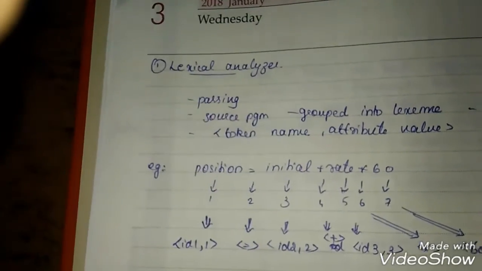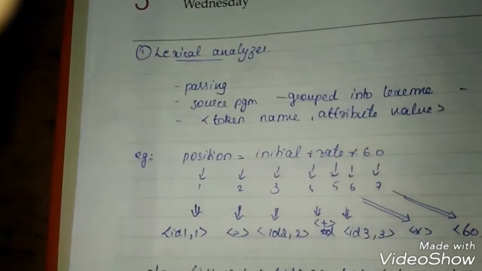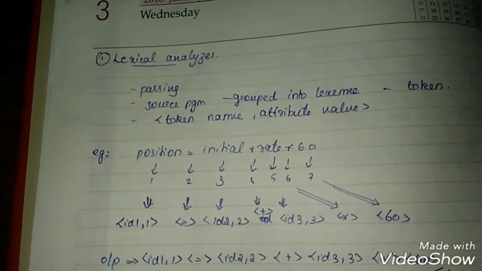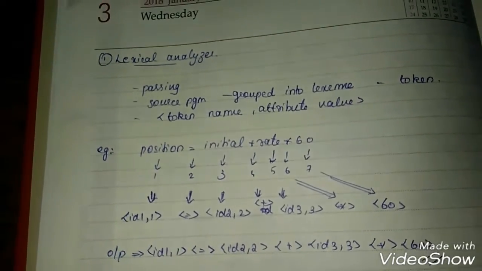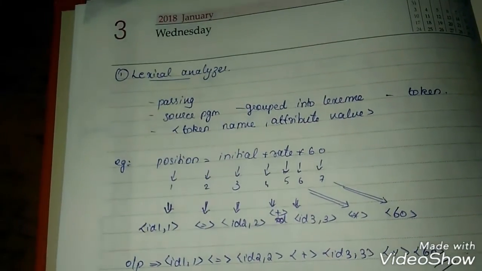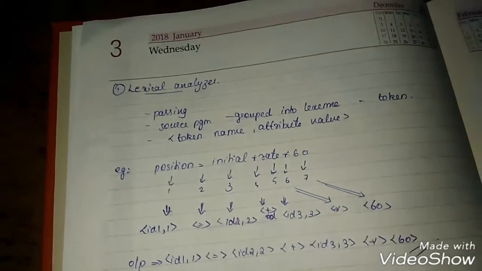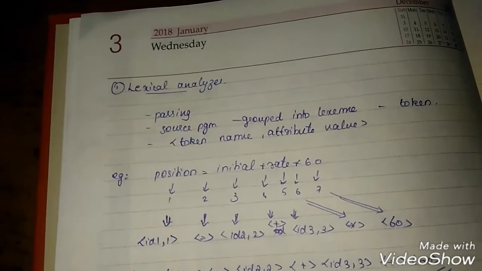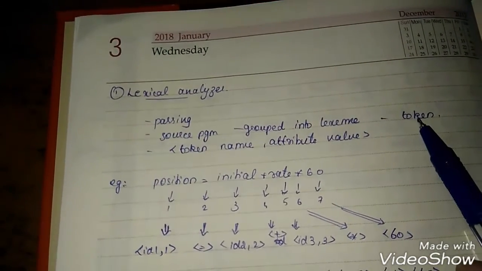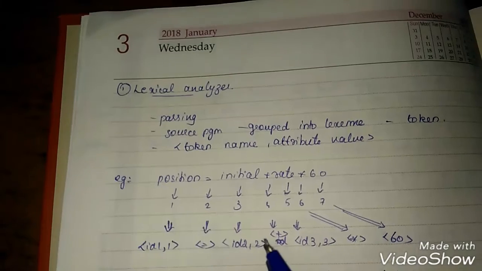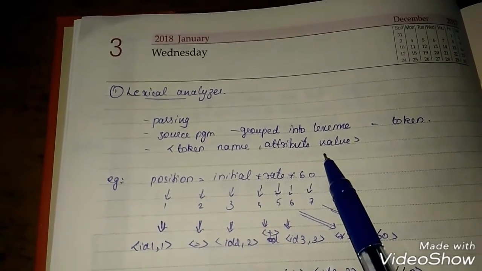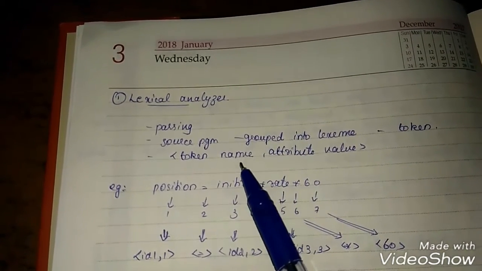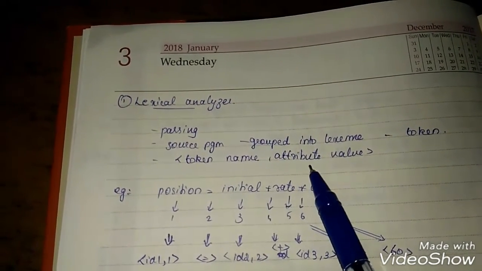A lexical analyzer does the lexical analysis of the source program, also known as scanning. Here, the lexical analyzer reads the source program, which is a group of characters, and groups it into a sequence called lexemes. For each lexeme, the lexical analyzer produces an output called a token. A token consists of a pair: the token name and the attribute value. The token name identifies the token, and the attribute value serves as the index into the symbol table.